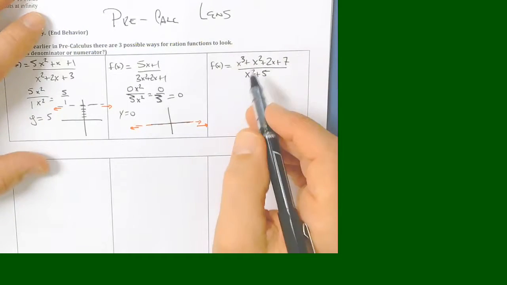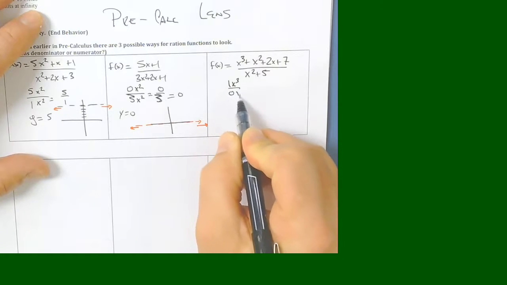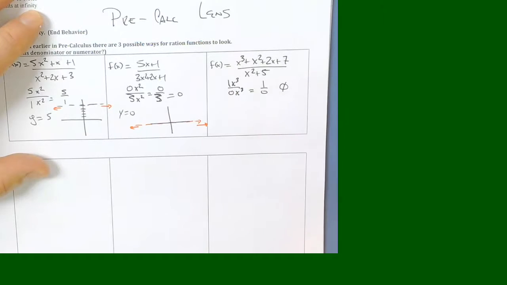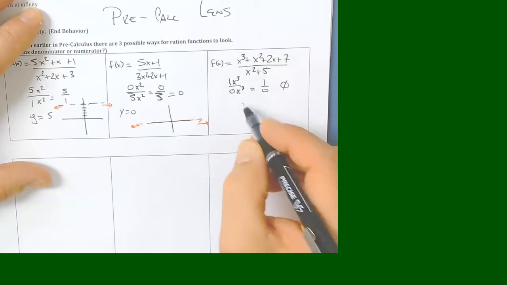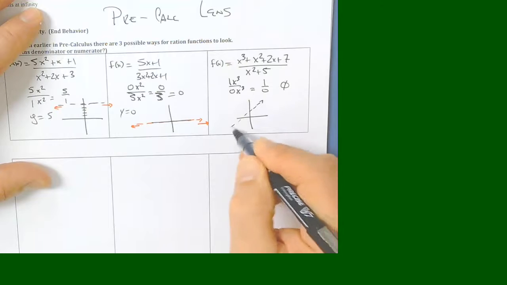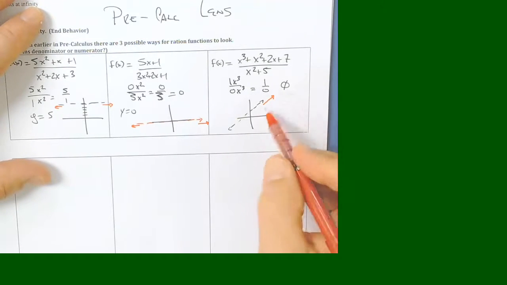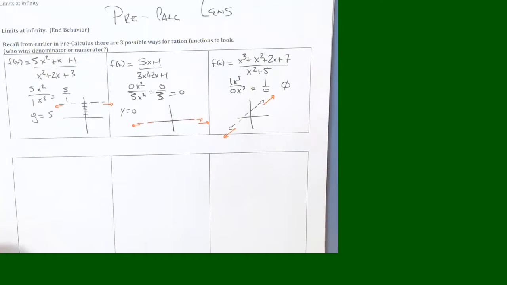We look at the highest degree, it's x cubed. We look at 1x cubed over 0x cubed, 1 over 0, undefined. Horizontal asymptote doesn't exist. We know the top is 1 bigger. In this case, we actually do know there's some kind of slant asymptote. So as we go off to positive infinity, we're positive. As we go off to negative infinity, we'll be negative.